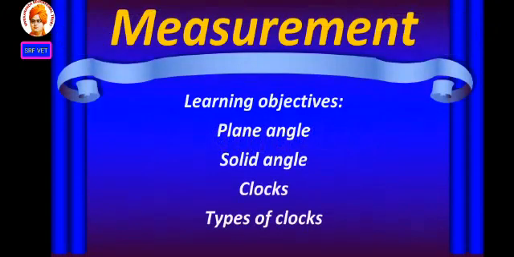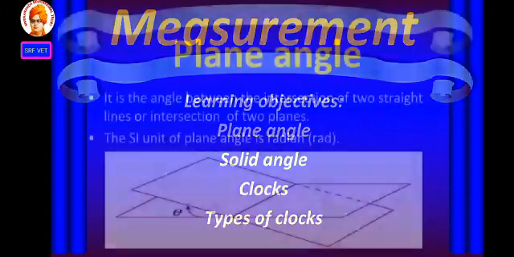Did you remember in last session what are the points we discussed? Physical quantities such as amount of substance, temperature, luminous intensity. Okay. So in this session we are going to discuss plane angle, solid angle, clocks, types of clocks. Let us see one by one.